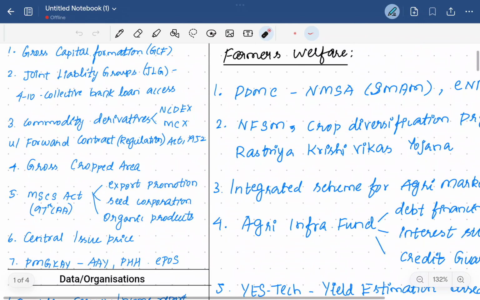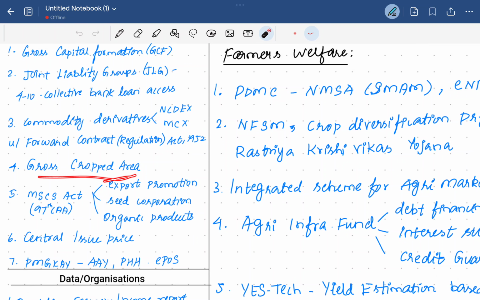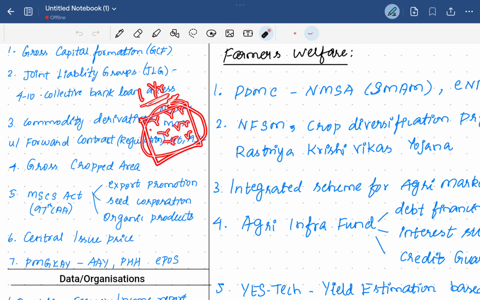Then the gross cropped area, it's an important concept to know the difference between the gross cropped area versus the net sown area. For example, consider there is 1 hectare of land. In 1 hectare of land, in 1 year you have cropped sugarcane. Then it takes 1 year, and the net sown area, that is the total area you have sown and harvested, is 1 hectare.